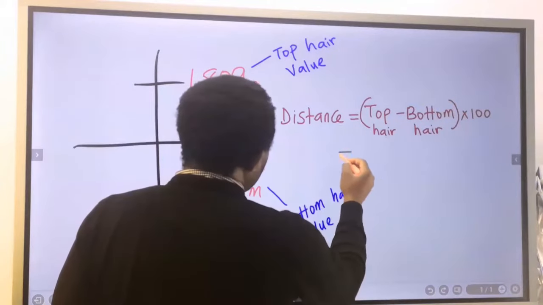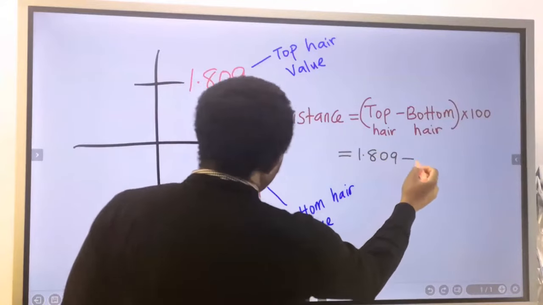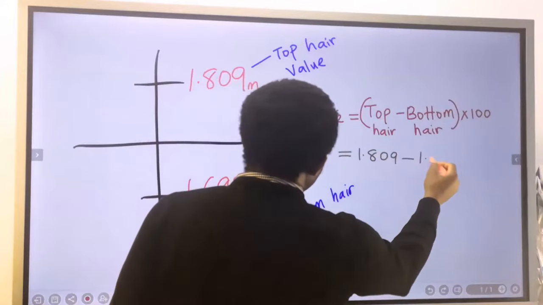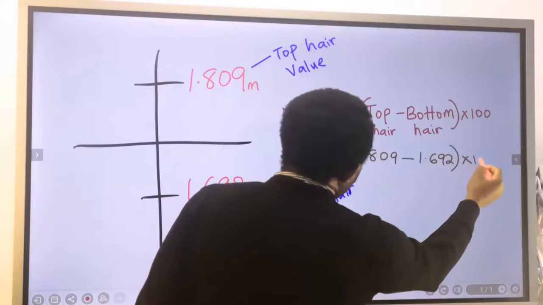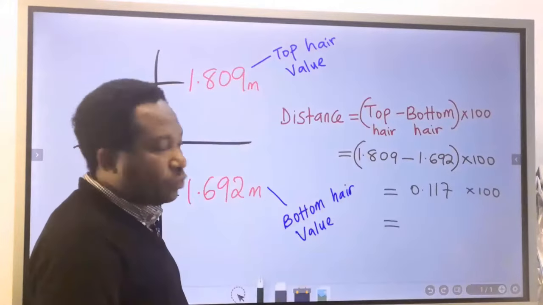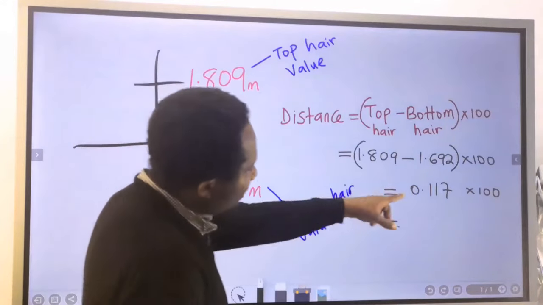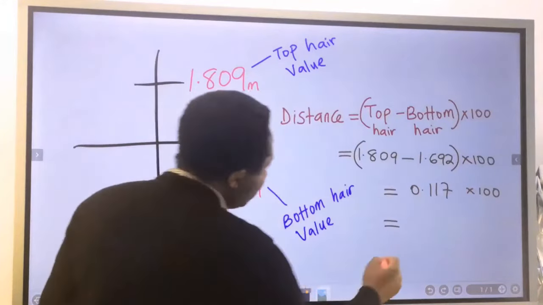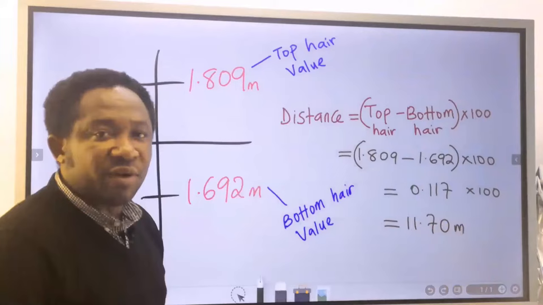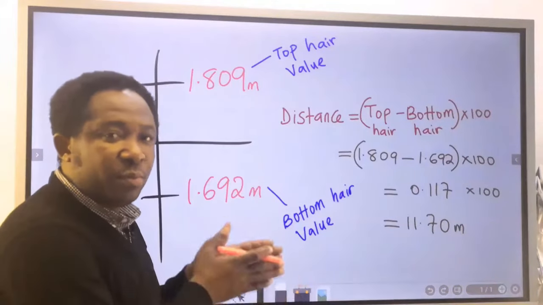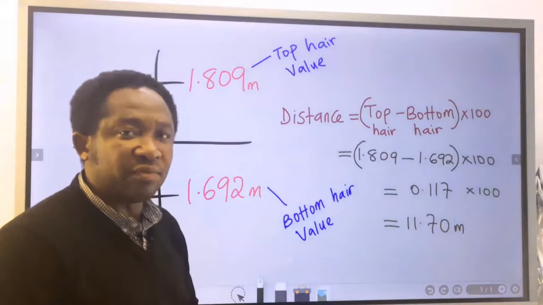Here we are going to have 1.809 minus 1.692. And any value we get, we'll multiply it by 100. If you subtract this, the difference is 0.117. We're going to multiply this value by 100 and we're going to have 11.70 meters. This is the value of the distance between the position of the tripod stand and the position of the measuring staff on ground.